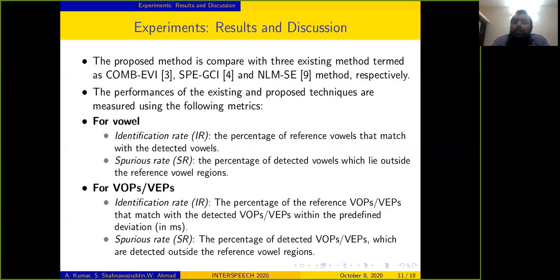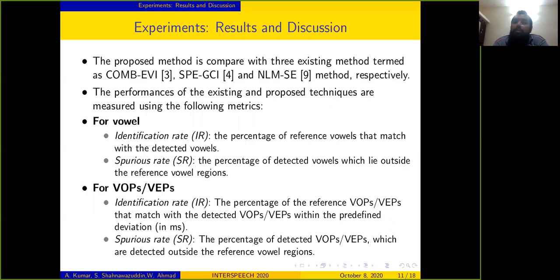So the proposed method is compared with the three existing methods that have been named as CUMBV, EVI, SPEGCI, and NLM-SC respectively. The performance of these existing and the proposed techniques is measured using the following metrics. So for vowel, we have used identification rate and spurious rate. What is identification rate? It is actually the percentage of reference vowels that match with the detected vowels, and the spurious rate is the percentage of detected vowels which lie outside the reference vowel region.